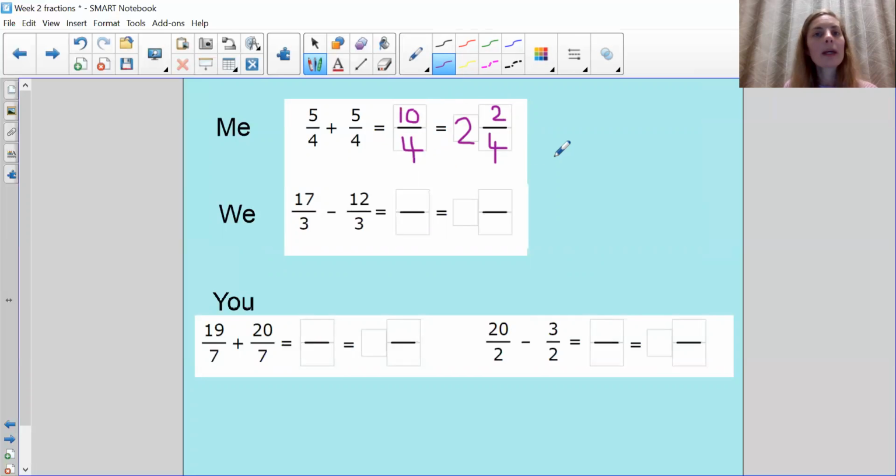Now, we have done improper to mixed, so I can go and check now to see if my answer makes sense. So we can do the opposite. So we can say 4 times 2 is 8. 8 plus 2 is 10. And there's my bottom number that stays the same. So can you see now how we can use those two to check our answers?